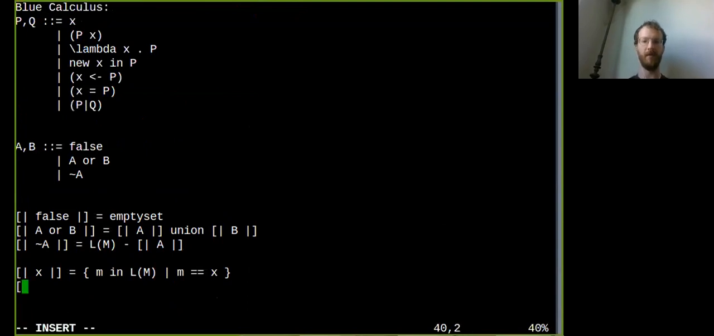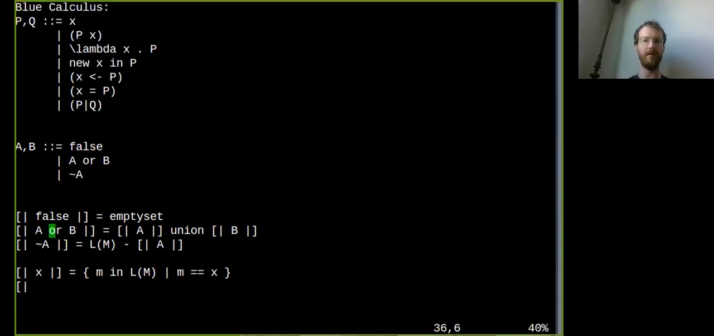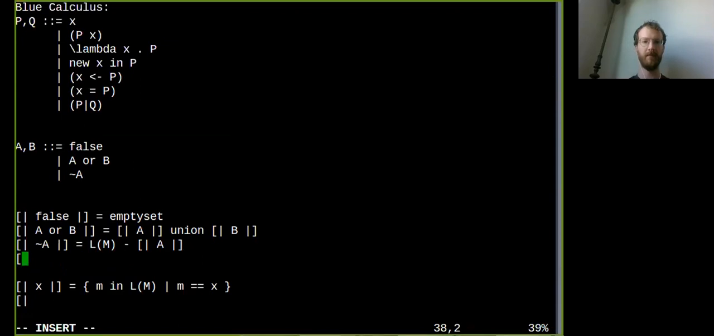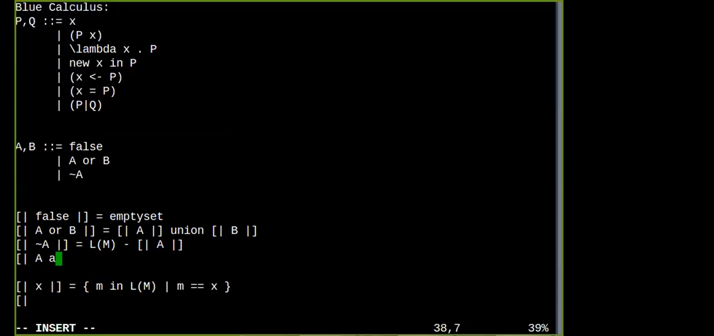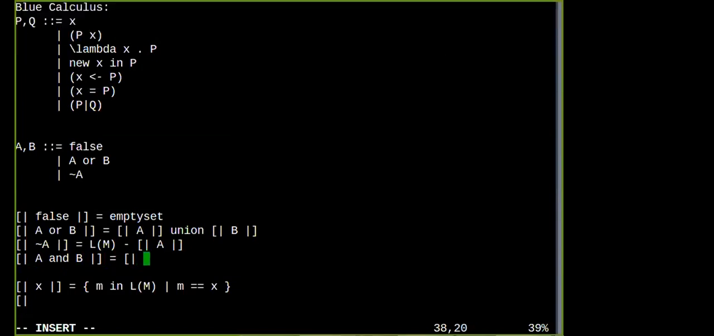Okay, so what is another one of these going to be? Since we did or, can we do and? Since we have not and or, we do actually already have and, right? Yeah, we can just define it in terms of not and or. So the meaning of A and B is the meaning of not A or not B. This is the meaning: not, open parenthesis, not A or not B.